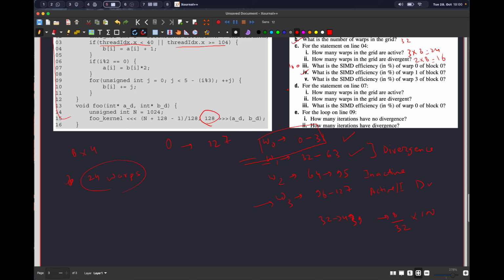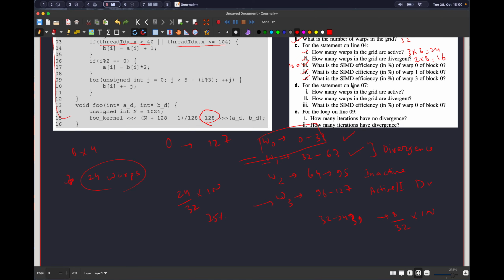Of warp 3, only the elements greater than 104 are active. So it comes out to be 24 by 32 times 100, which for the case 4 is 75% SIMD efficiency. So we have solved all three of them.